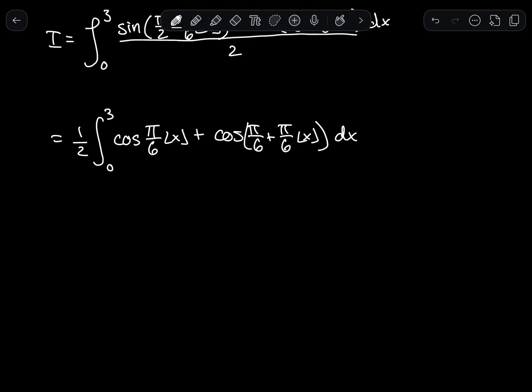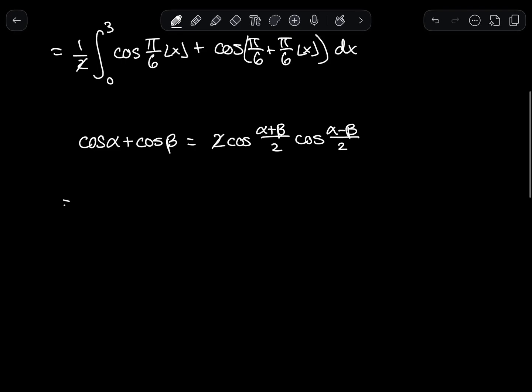Now we have a nice addition formula where cosine of alpha plus cosine of beta is equal to 2 cosine of alpha plus beta over 2 times cosine of alpha minus beta over 2. Now these 2's will cancel out, and then we get the integral going from 0 to 3 of cosine of pi by 6 plus pi by 6 floor of x times 2.